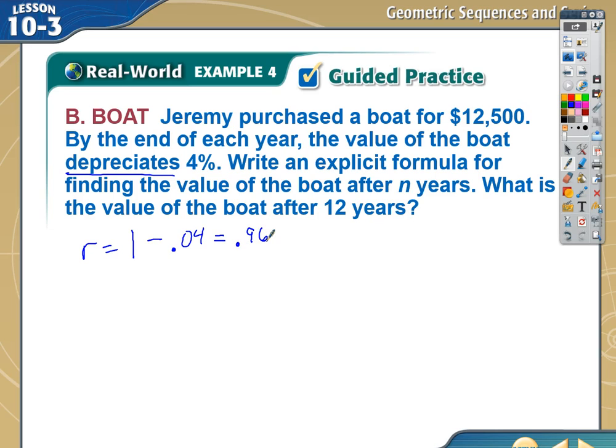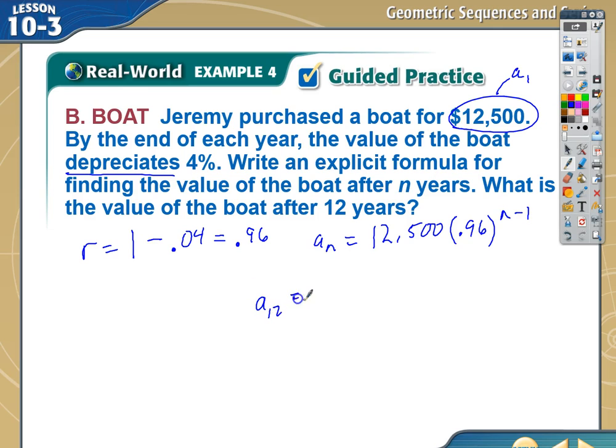It says to write an explicit formula. So again, a sub n. My first value is how much I purchased it for, that's a sub 1: 12,500 times my R value, 0.96, to the n minus 1. It wants the value after 12 years, so a sub 12 is equal to 12,500 times 0.96 to the 12 minus 1.